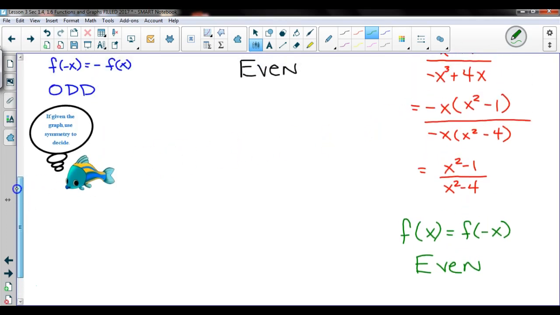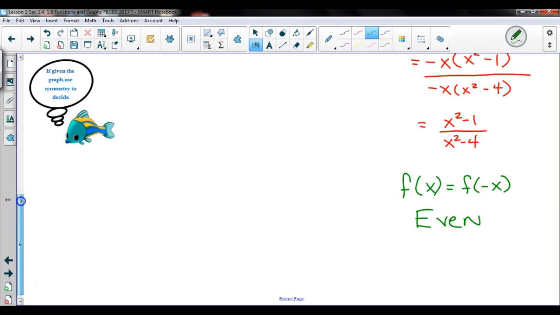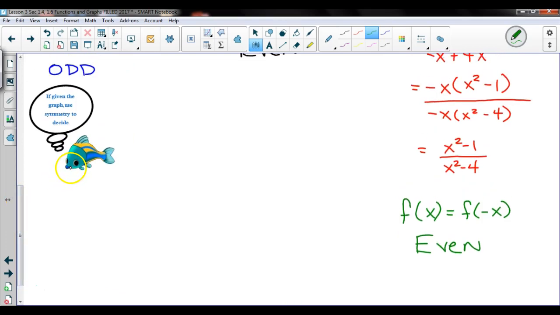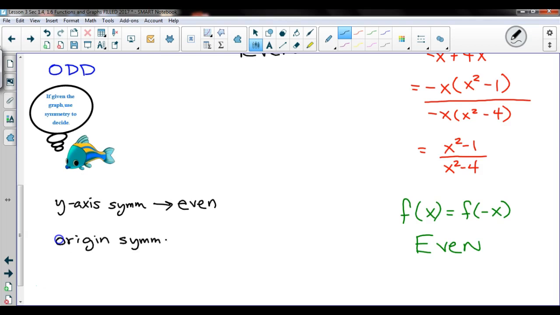Okay? So what's this little fish over here telling us? If given the graph, use symmetry to decide. So if you're given a graph and it has y-axis symmetry, then the function is even. If the graph has origin symmetry, the function is odd.